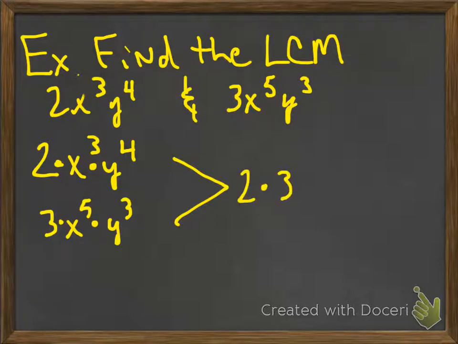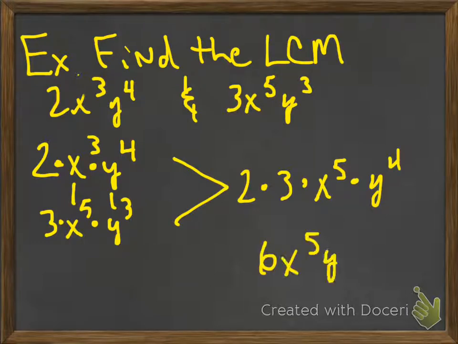So I'm going to put 2 and 3, and then I look at the x's. I see that both of them have x's. I take the highest one of those two, so I'll go with x to the 5th. I look at the y's and I see that there are two different powers, and I'm going to go with the one with the highest power, y to the 4th. This right here represents the least common multiple, and so I can say 2 times 3 is 6, x to the 5th, y to the 4th. That would be the least common multiple of 2x to the 3rd, y to the 4th, and 3x to the 5th, y cubed.